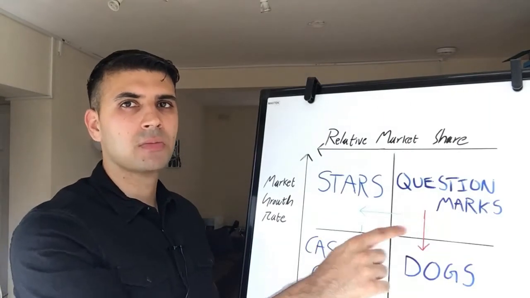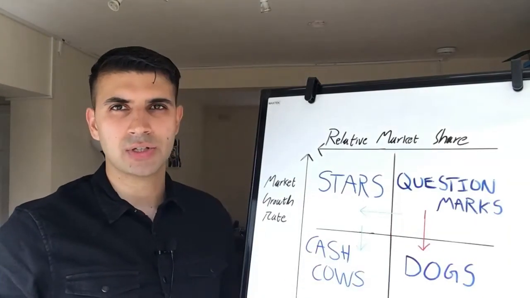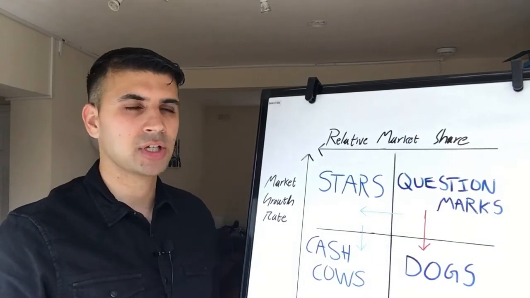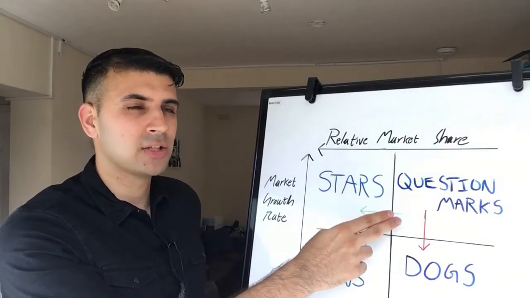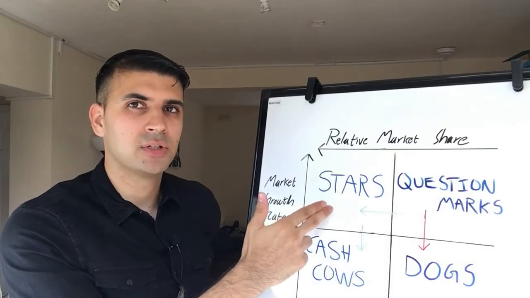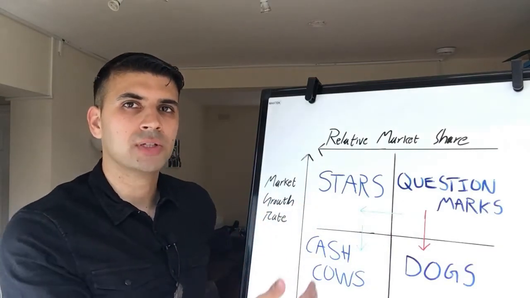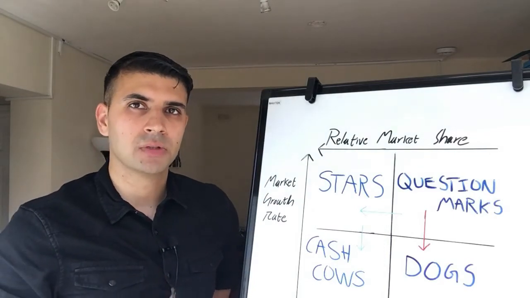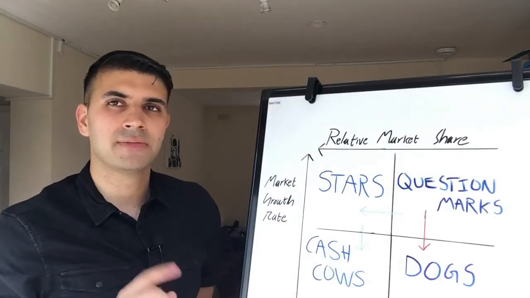Now, question marks. These can be new ventures and business startups. Question marks can have 0% of the market share. Now, question marks can either go on to become stars and then eventually mature into cash cows, or they will become dogs. Now, for the Coca-Cola company, an example of a question mark would be the Fanta soda.